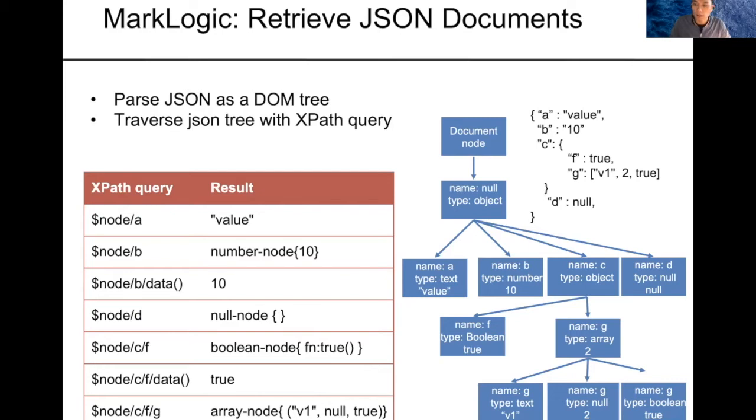If we want to know the value of this number node, we just add a data function, so therefore we can extract the value from the number node. Similarly, we can navigate to any other node in the tree.